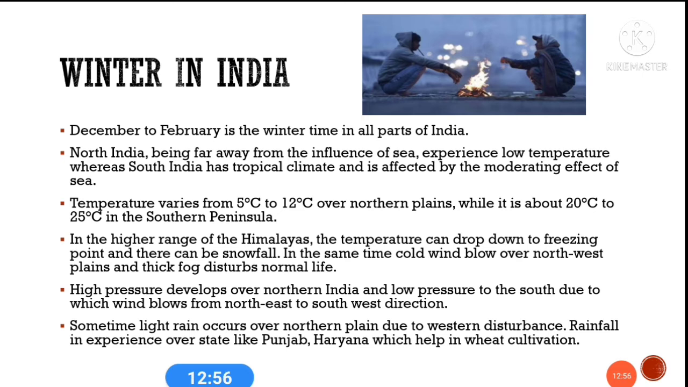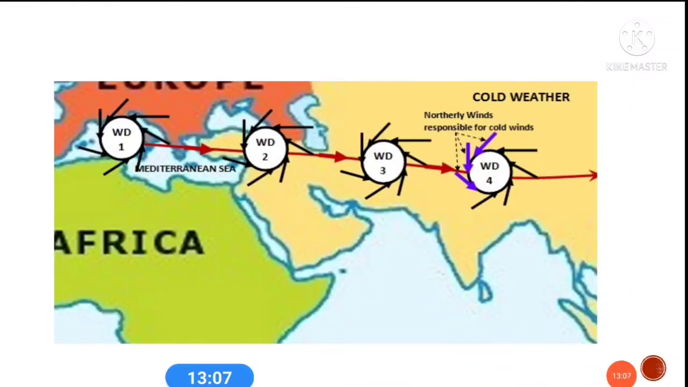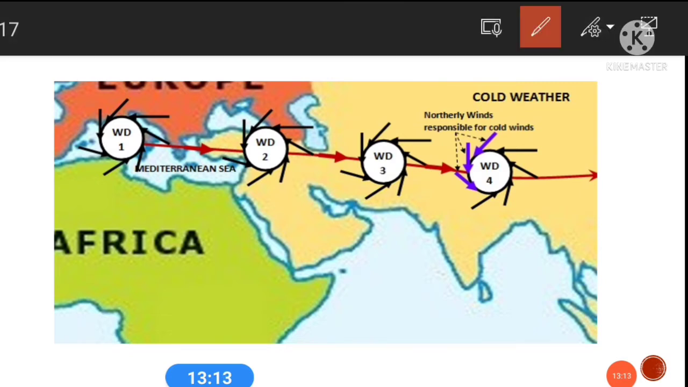Now rainfall is experienced over states like Punjab, Haryana and some adjoining regions, which helps in the cultivation of wheat. So let me tell you what western disturbances are in detail. As you can see in this map, this side is the western side of India, and here you have the Mediterranean Sea.